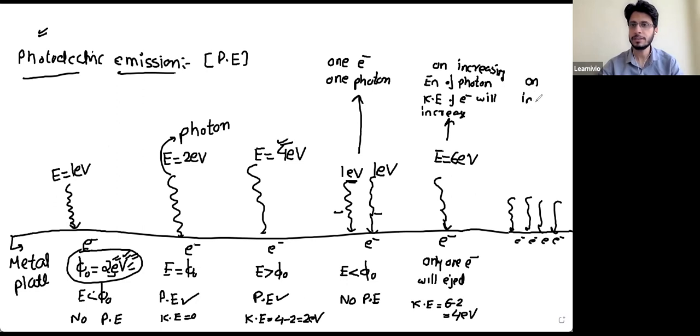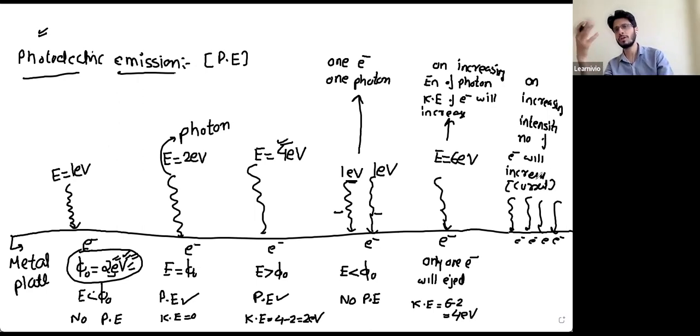So on increasing intensity, number of electrons will increase. And this number of electrons is current. Current is nothing but flow of charge. Now, more the number of electrons, more will be the current. Note it down. This is entire photoelectric emission. If you understand these 5 fixed cases, that means now you know photoelectric emission. Just have to draw a graph and write some basic equation. Note it down.